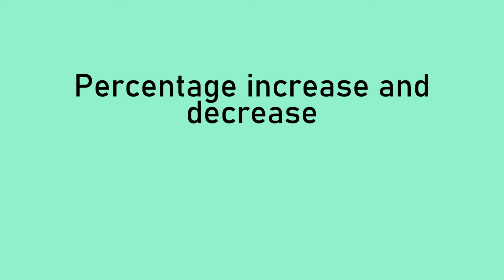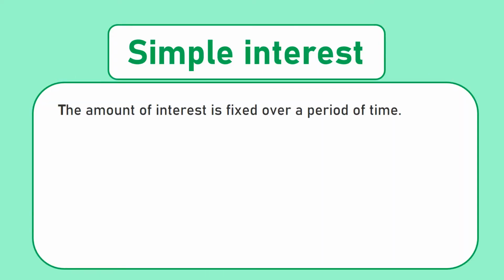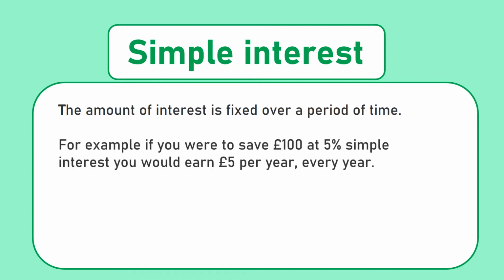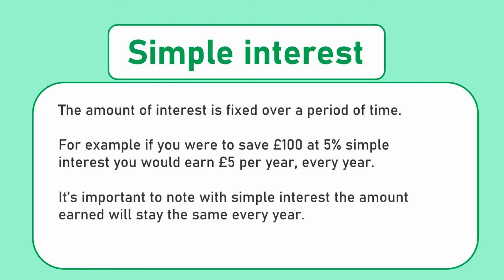Hi, so in this video we're going to look at some examples of percentage increase and decrease. So the first one we're going to look at is simple interest, which is where the amount of interest is fixed over a period of time. For example, if you were to save £100 at 5% simple interest, you would earn £5 per year every year. So it's important to note with simple interest, the amount earned will stay the same every year.